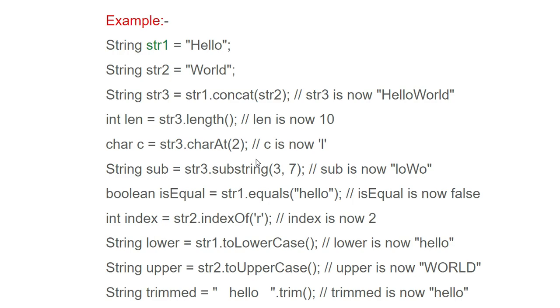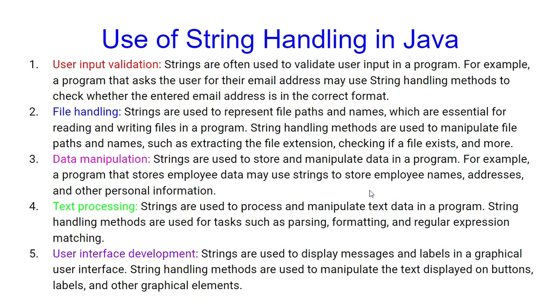Okay, now we can understand what is the use of string handling in Java. First point is user input validation. A string is nothing but a collection of characters. So we are required to validate whether that particular string data is correct or not. For example, we are validating whether a particular user ID is correct or not, or whether a password is correct or not. So those things you can do with string handling.